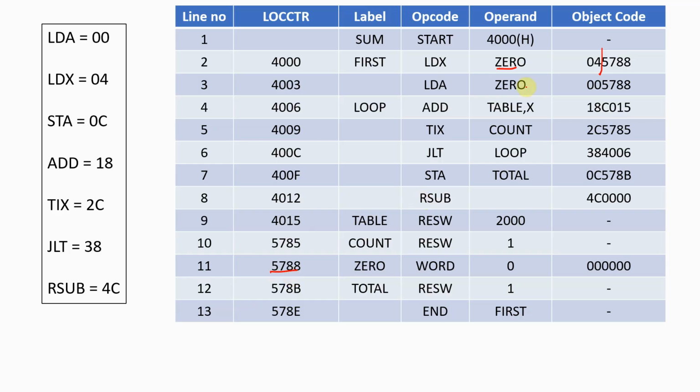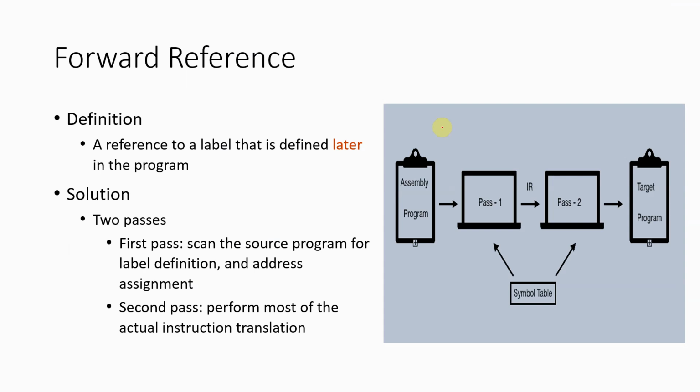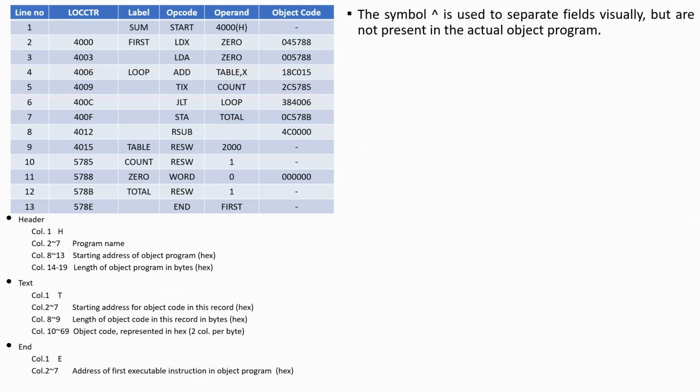Using the forward reference, it is very easy, because during pass 1 itself, for every symbol we are generating the location address. So easily we are forward referring the label. That's why during the first pass we already created each label with the corresponding address. So using the forward reference, we are referring to a label which will be defined later in the program.